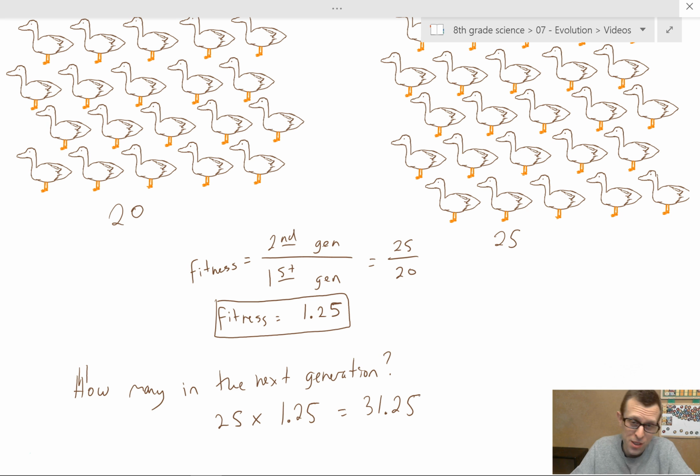Now, obviously, we're not going to end up with a quarter of a duck in the next generation. That's okay. This is our estimate from a mathematical model. We recognize that the mathematical model isn't going to give us a perfect answer. And here's one example of why. It gives us a fraction of a duck for the next generation. Not very realistic. But we expect it's probably going to be 31 ducks, maybe 32 ducks, or it could be slightly off in either direction. Things happen, and maybe it doesn't follow the pattern exactly, but that's a pretty good estimate anyway for how many would be in the next population, all things being consistent.